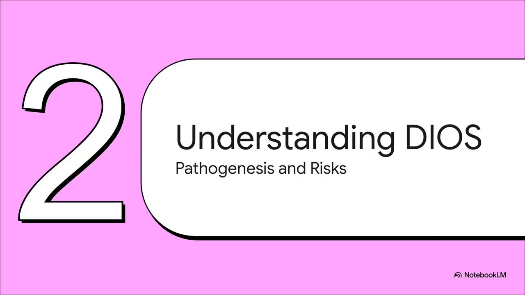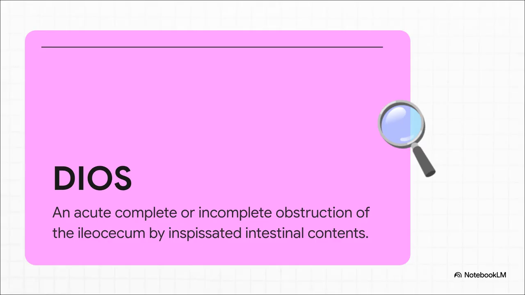Okay, so let's really get into the nitty-gritty. What exactly is DIOS, and how do you know which of your patients are walking around with a higher risk of developing it? The definition here is everything. DIOS is an acute problem, meaning it comes on suddenly. And the location is the real giveaway. It happens right at the ileocecum, the junction where the small intestine meets the large intestine. It's caused by thick, almost cement-like intestinal material that forms a plug. I want to be super clear: this is not the same thing as just being really constipated.